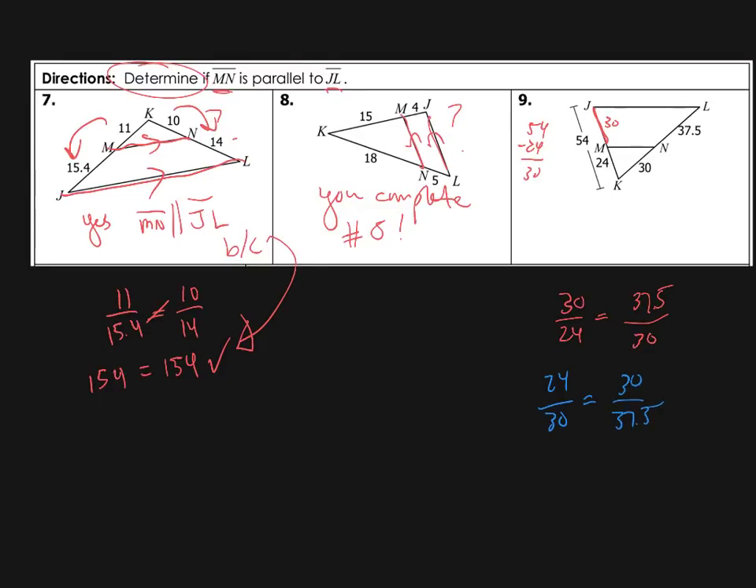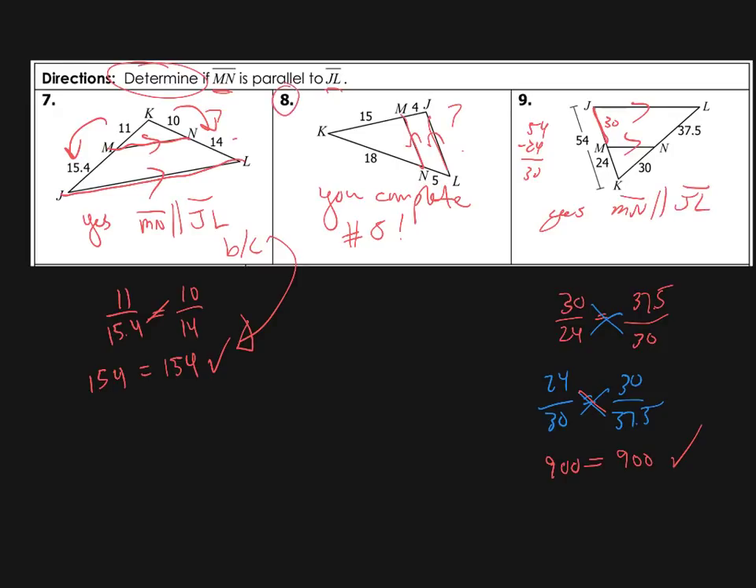If you're of the opinion to always put the smaller number on the top. Okay, let's cross multiply. Either way, we get 30 times 30, which is 900. And when we multiply 24 times 37.5, we get 900. So check. So yes, right? Yes, MN is parallel to JL.